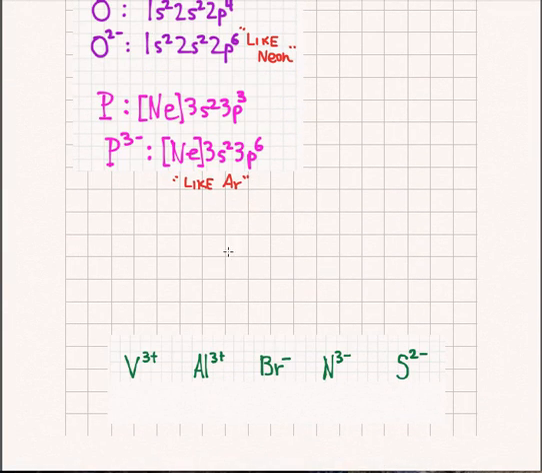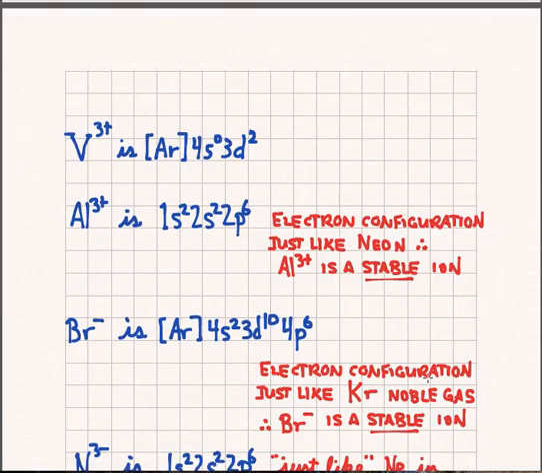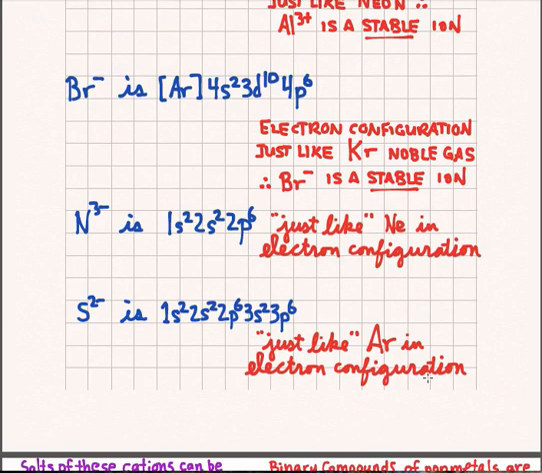Here are some to practice with. If I were you, I'd pause the video and try those right now. Vanadium 3 plus, aluminum 3 plus, bromide, nitride 3 minus, sulfide 2 minus. What are the electron configurations for those? Let me scratch my head for a minute. Here are the answers. Hopefully you've paused the video already. Don't tell anybody if you haven't.